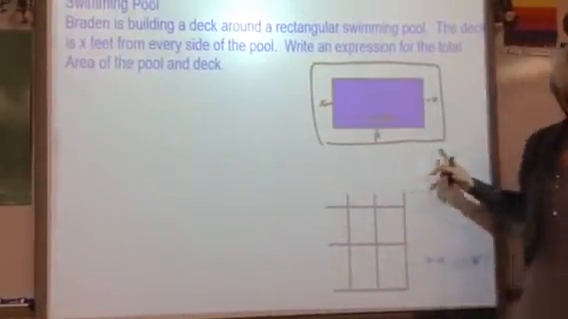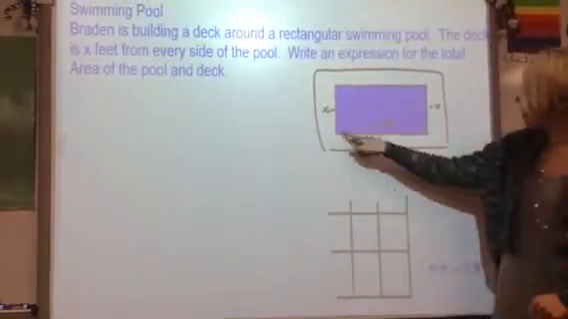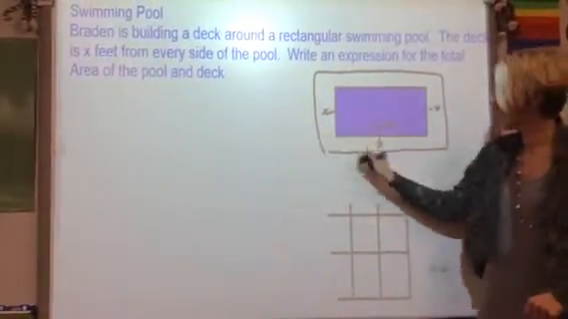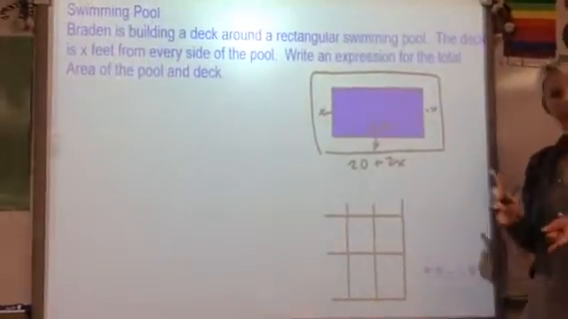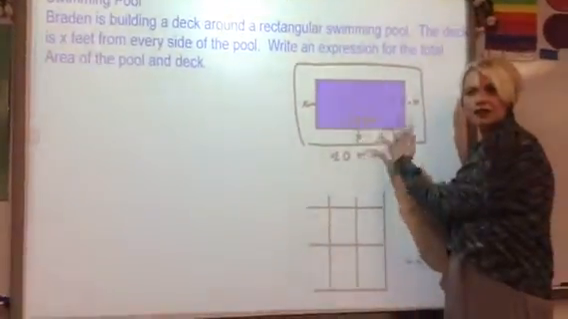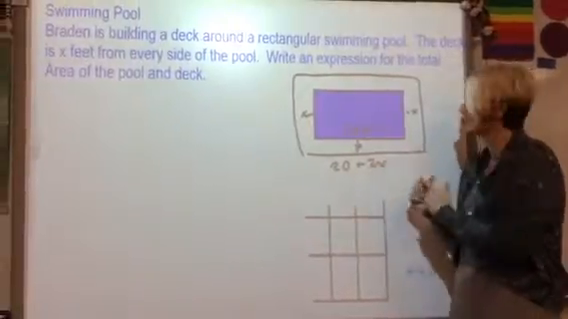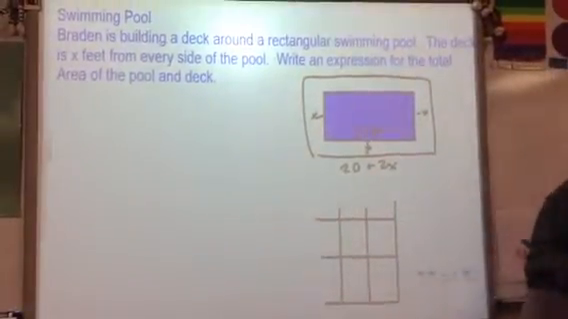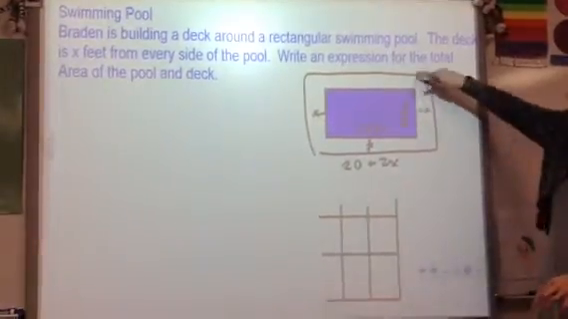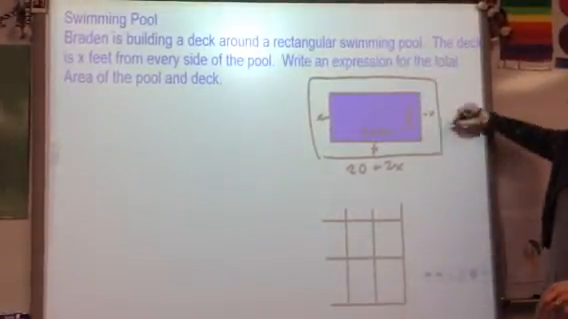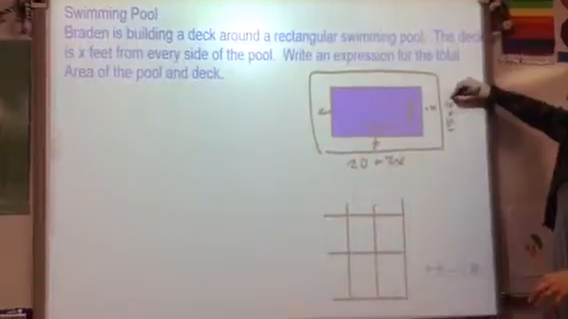So let's think about what this length would be. Well, it's going to be 20 plus x plus x. So we could write 20 plus 2x. Think about how I got that. You are going to have an example like this on a quiz and on a test, so we want to make sure we know how to do this. The width of the pool is 15 feet. So if I have x here and x here, that would be 15 plus 2x.